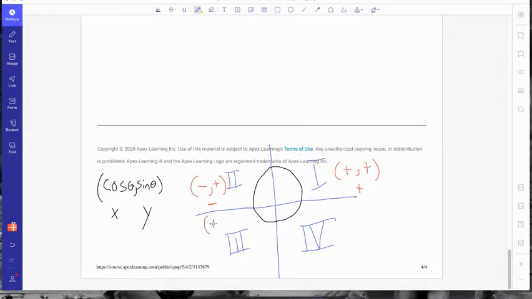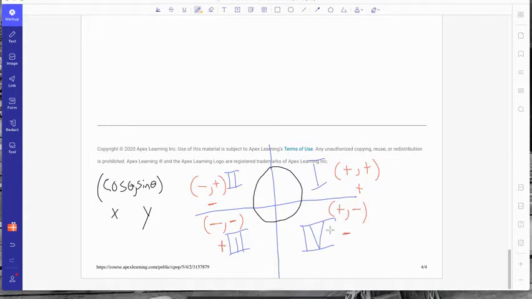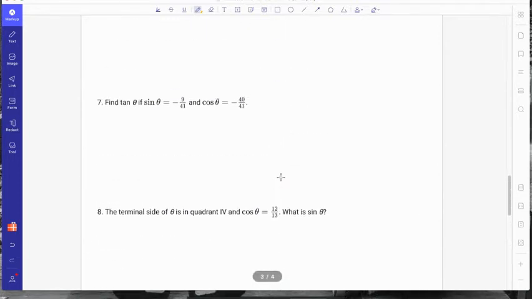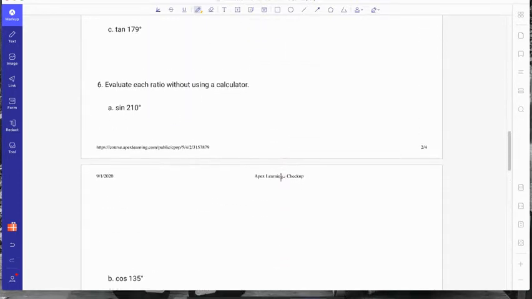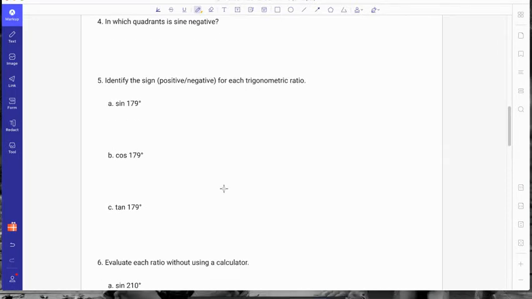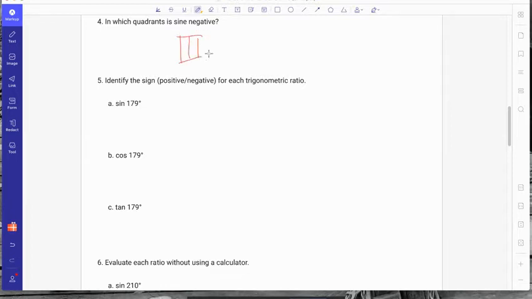Down here, my cosine is negative because it's my x. My sine is negative now because we're now below the x-axis. And I have two negatives. That makes my tangent positive. Over here, I have a positive cosine now, and I'm still below the x-axis, so I have a negative sine, and that makes my tangent negative. So if I want to scroll up to right there, in which quadrants is sine negative? Well, sine is my y, and that's going to be in quadrant 3 and 4 of what we just discussed.